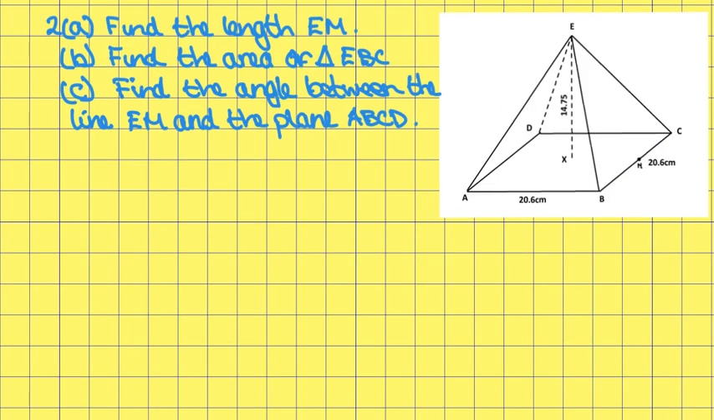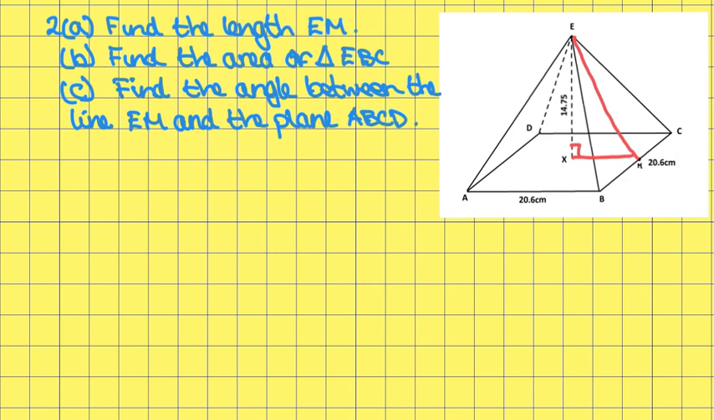Question 2 involves a square-based right pyramid. So question 2a, find the length EM. So we want this length from E. Let's redraw that. So we want a length from E to M. So we have now got a right-angled triangle there.